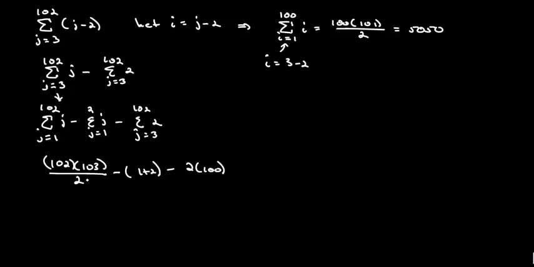So if we do the math out here, we've got the following. We've got 1/2 times 102 times 103 minus 3 minus 200, like that. And if you do the computation out there, guys, you get 5,050.